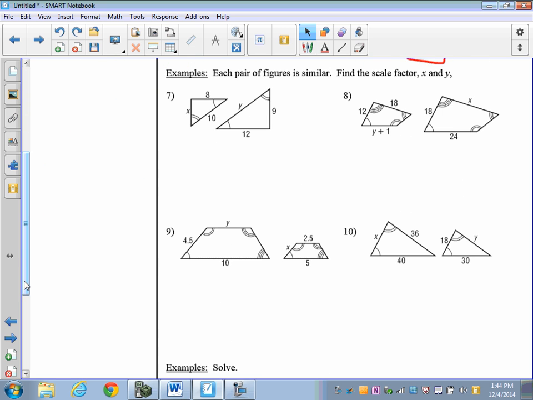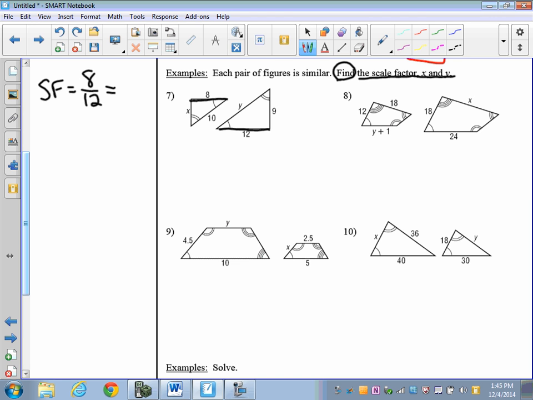These examples have us solve for the scale factor. So it says find the scale factor, x and y. So first I need to figure out which sides are actually proportional that we have knowns for. So the no angle mark to the one angle mark is given on both triangles. So the scale factor is 8 over 12. When I simplify that, they're both divisible by 4. That's 2 to 3. So the scale factor is 2 to 3.